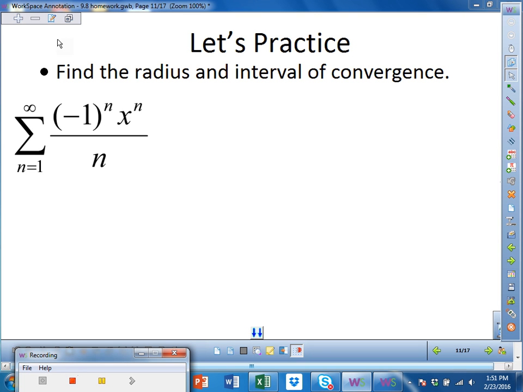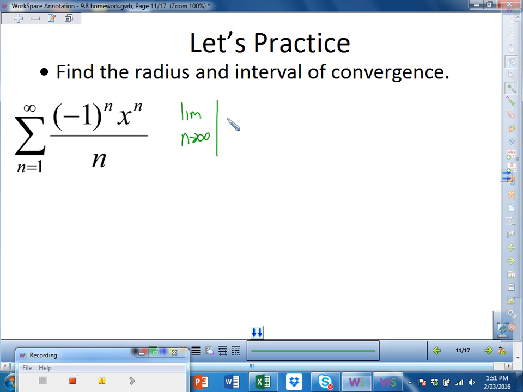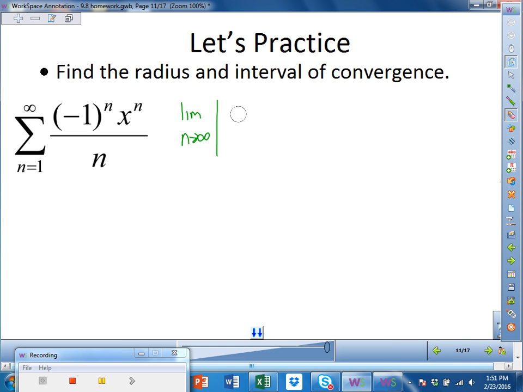Okay, so we're going to use the ratio test. Remember, here's important: you must write the limit as n approaches infinity. This could be and probably will be a free response question. So if you do not write the limit as n approaches infinity, you're already starting off in the negative. Also, because we're taking the absolute value of this, I can ignore this negative 1 to the n.